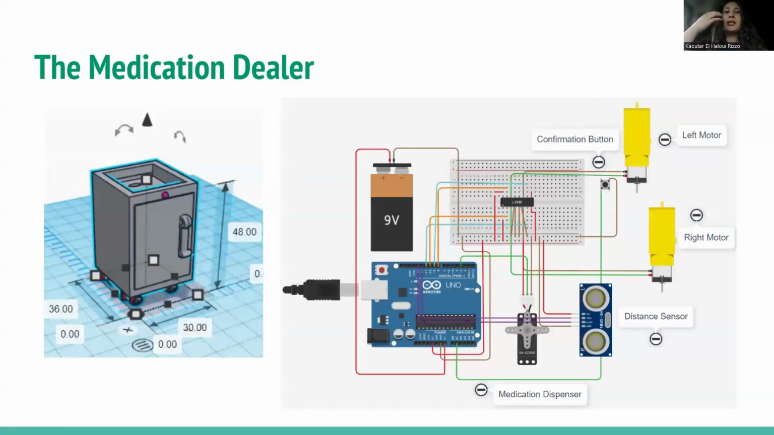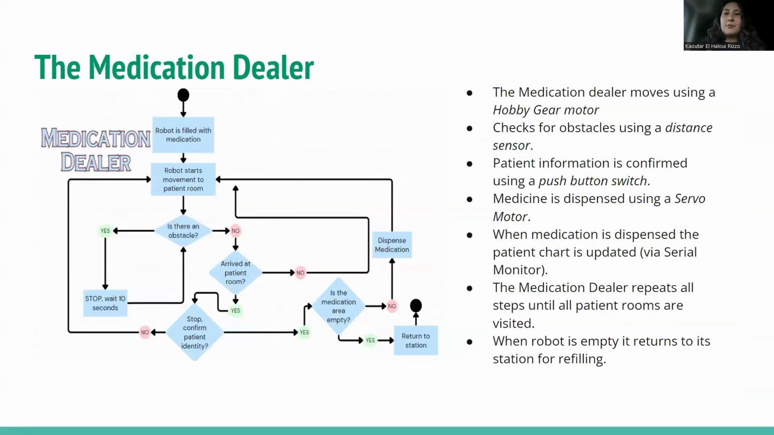This is a snapshot of the medication dealer, its CAD model, and its circuit. The medication dealer moves using a hobby gear motor, checks for obstacles using a distance sensor, confirms information using a push button switch, and dispenses medication using a servo motor.